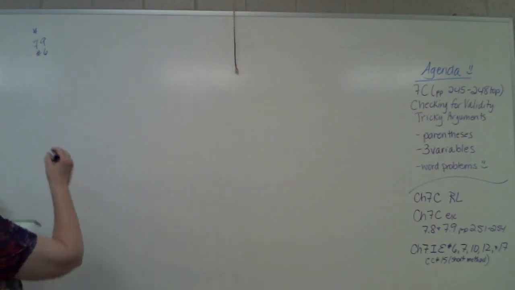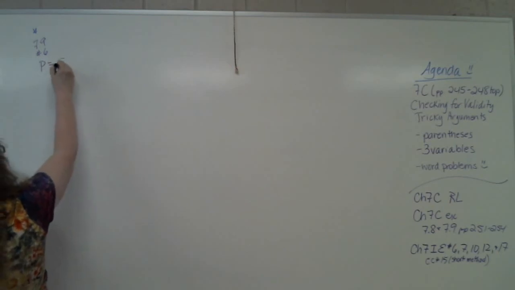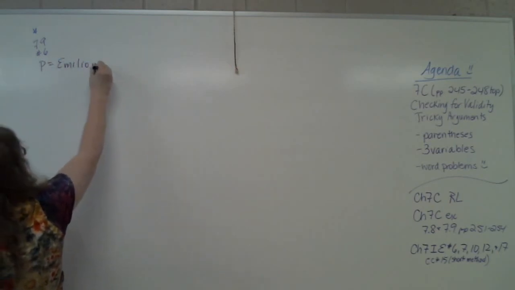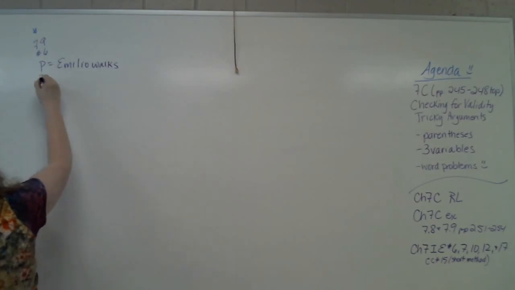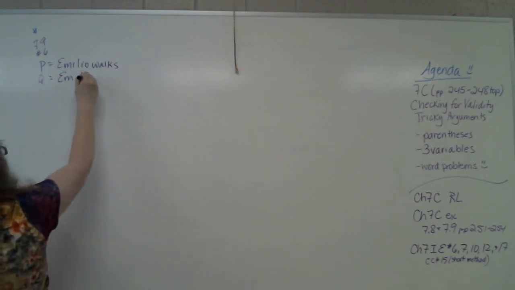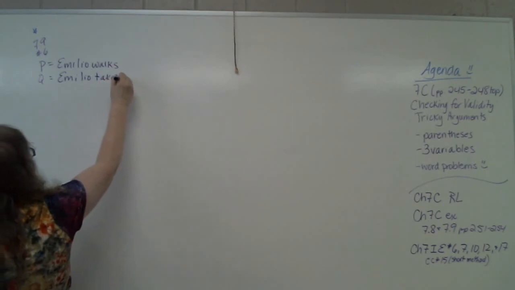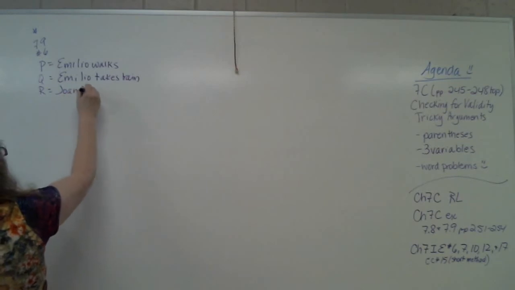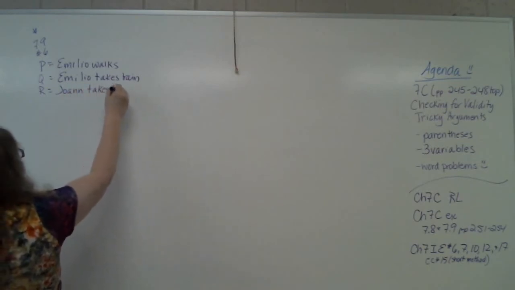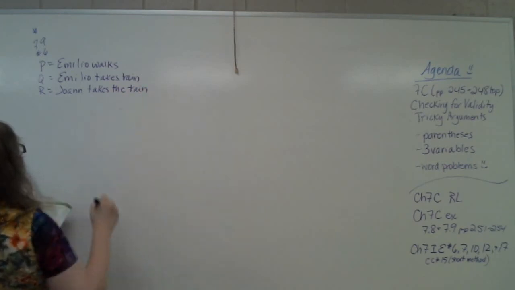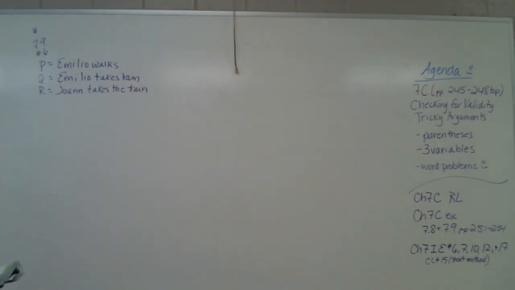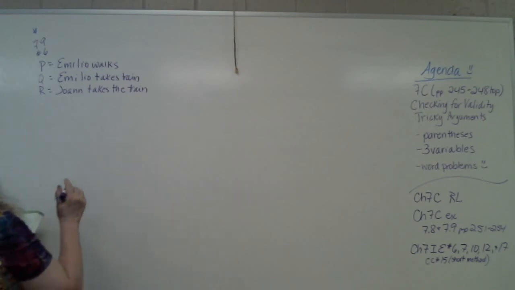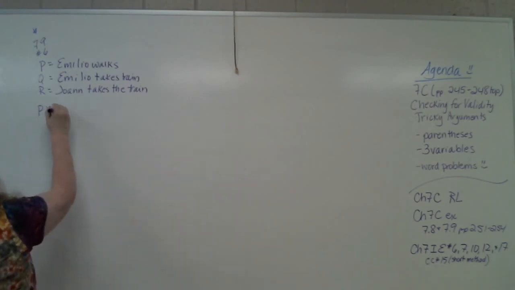So my first piece, my P is Emilio walks. My Q is Emilio takes the train. And my R is Joanne takes the train. That's my argument pieces, okay? So my first sentence says, either Emilio walks or he takes the train, okay? So P or Q.